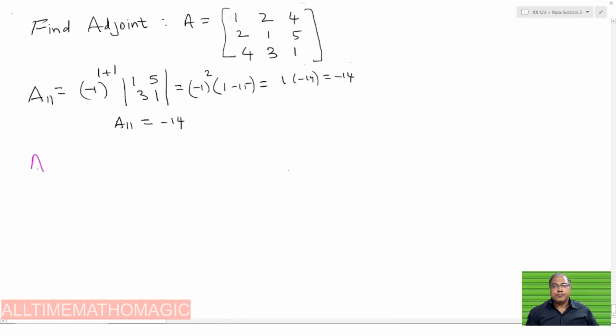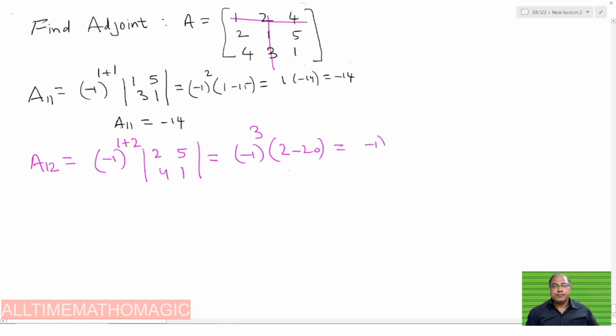Now we have to find A12, that is minus 1 raised to, what are the numbers? 1 and 2. So minus 1 raised to 1 plus 2. What you have to do? You have to delete the first row and the second column. So what are the numbers left? 2, 5, 4, 1. We find the determinant of this. Minus 1 raised to 3. Here it is 2 minus 20. So minus 1 raised to 3 times minus 18 equals plus 18.